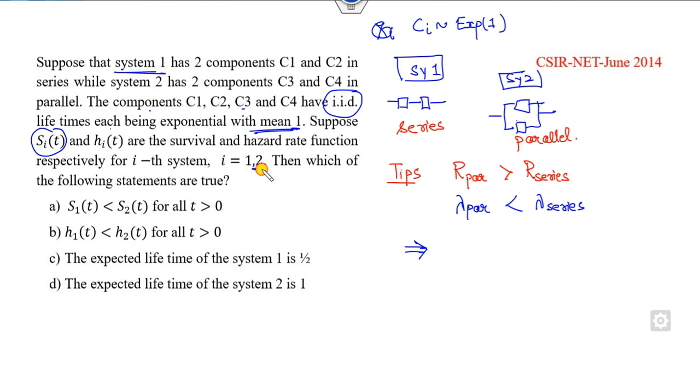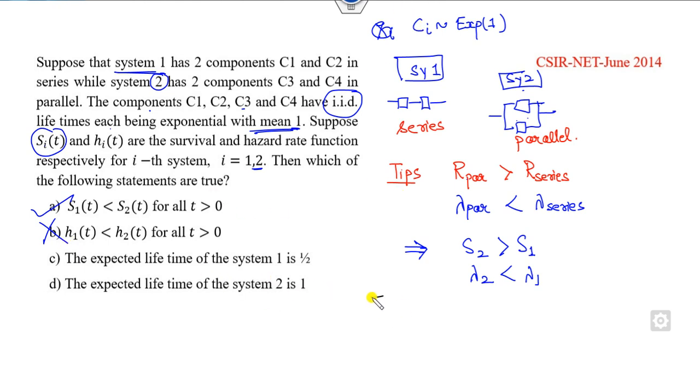What is that? 2 is my S1 and S2. So 2 is my second component. Second component is in the parallel. So S2 must be greater than S1. Lambda 2 must be less than lambda 1. So you can see the option. This is the correct option. This is the wrong option. Fine. Now look at the other options.